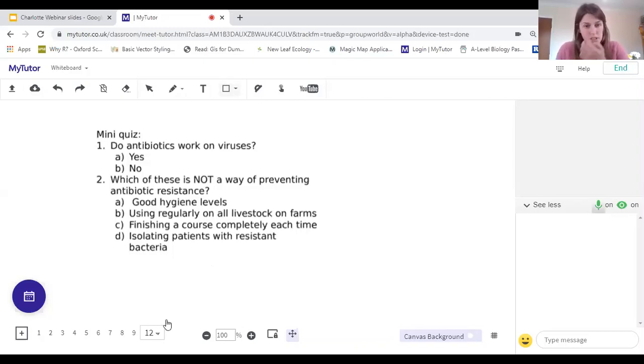Okay, any questions about antibiotics and antibiotic resistance? If you have a vaccination but your immune system isn't working as well, could you get the illness that you had a vaccination from? In some cases, yes, but I think those are quite rare.